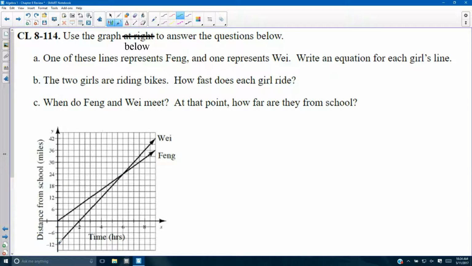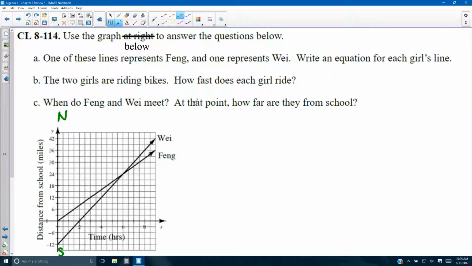When we're talking about negative distance, I said 12 miles from school, right? Let's say this is north and south. By the way, this is not east and west, this is time. I'm just saying, let's say these compass directions were north and south. Before, she was 12 miles south of school. She gets to school, and she's traveling farther north on some path that apparently Feng is also traveling on. All right, let's come up with equations for these lines first, then we'll answer these questions.